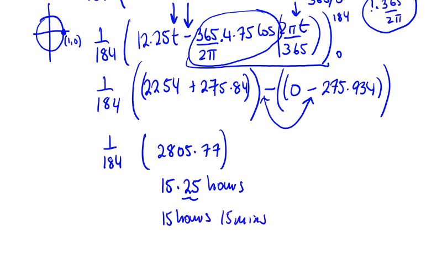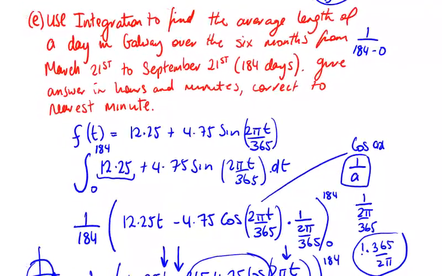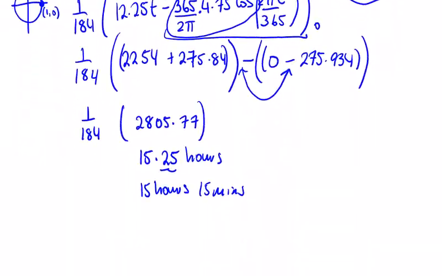Now, I can't even remember what they asked us at the beginning. It was so long ago. Okay, the average length of a day. So we're looking at the average length of a day here: 15 hours, 15 minutes over the course of 6 months in Galway.